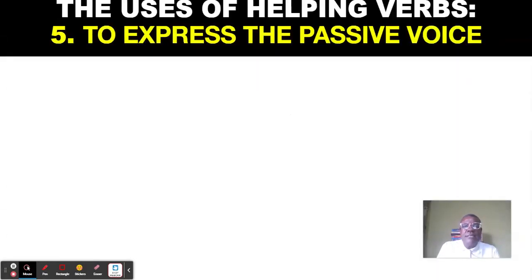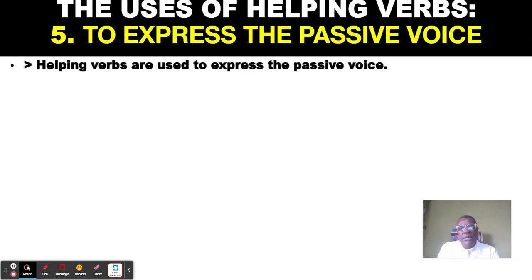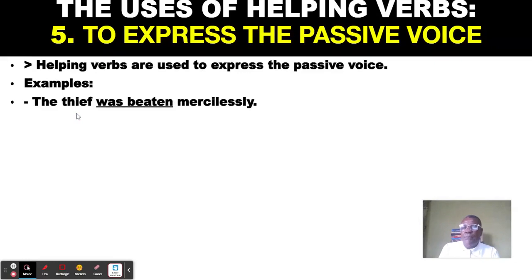And then the last but not the least use of the helping verb is to express the passive voice. Okay, well, not the last, number 5. I think we still have number 6. So the fifth use of the helping verb is to express the passive voice. Okay, helping verbs are used to express the passive voice. Let's look at some examples.